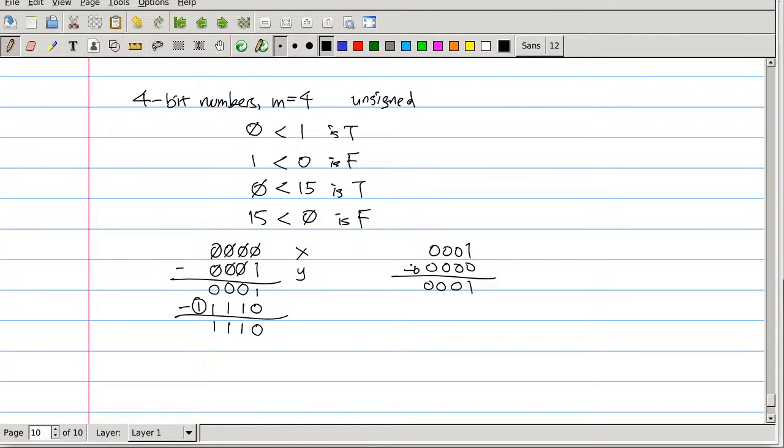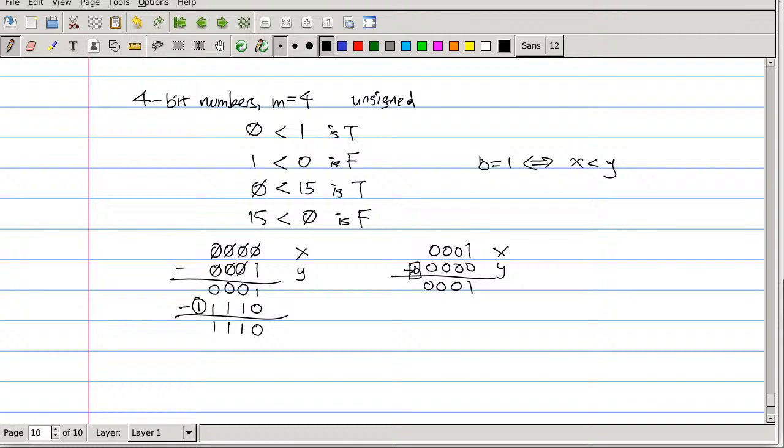Okay, so the borrow bit is a 1 if and only if x is less than y. So let me state it here. B is 1 if and only if x is less than y, or the value represented by bit pattern x is less than the value represented by the bit pattern y. Okay, that is the more precise way to say it, but we can make it shorter and just say that x is less than y. So we're still doing okay so far.